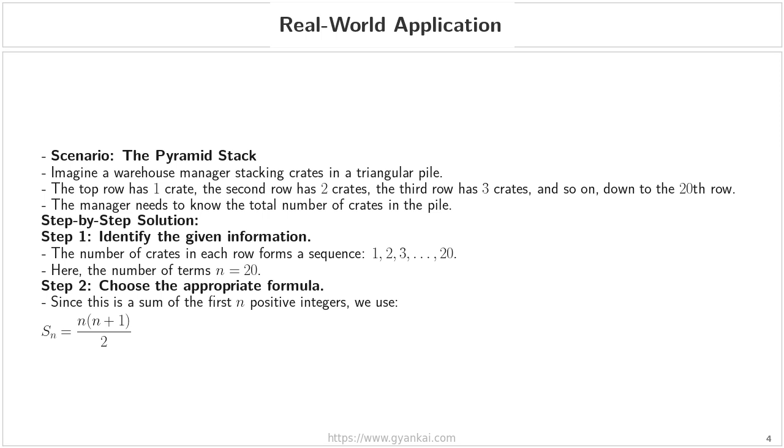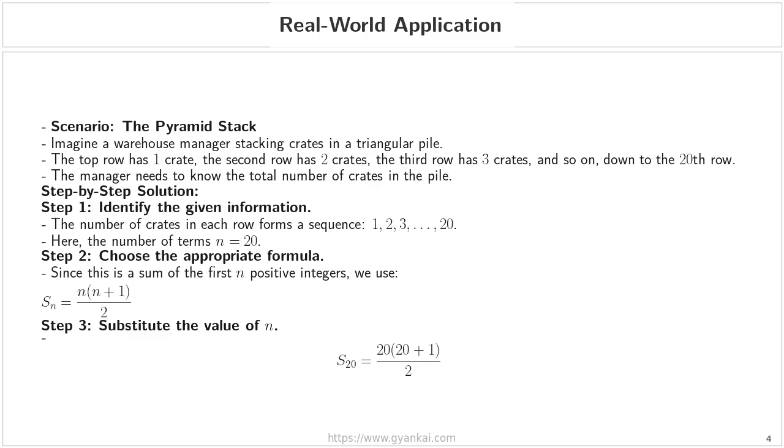Second, we need to choose the right formula. Because our sequence is simply the first 20 positive integers, we don't need to use the long, general arithmetic progression formula we saw earlier. Instead, we can use our new simplified formula. S sub n equals n, multiplied by the quantity n plus 1, all divided by 2.